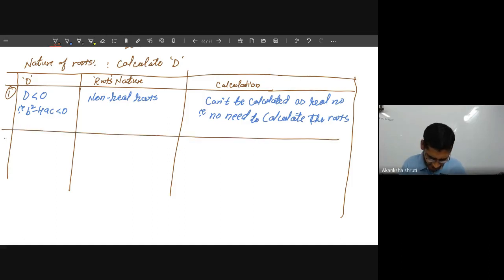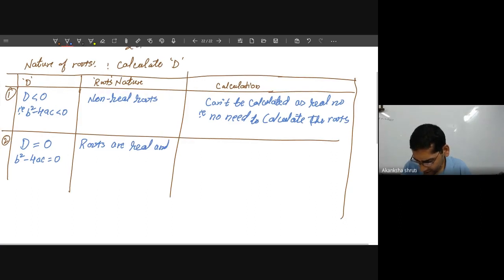Now what is the next situation? The second situation is like this. If D is equal to 0, meaning b² − 4ac equals 0, the roots are real but equal. Roots are real and equal, or simply written as equal roots.